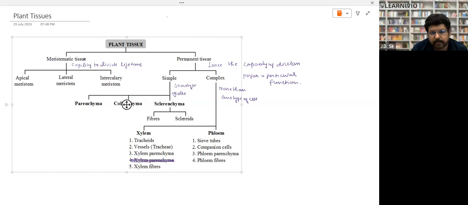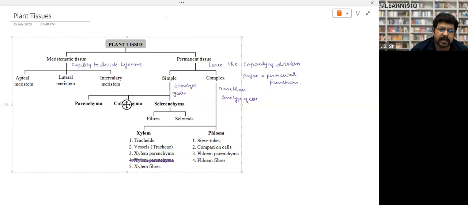To cell cycle. They keep on doing. We'll study cell cycle in the cell biology part. Further, these divisible cells, meaning meristematic cells, can be divided into three categories on the basis of their position. We'll study them after this PPT: apical meristem, lateral meristem, and intercalary meristem.